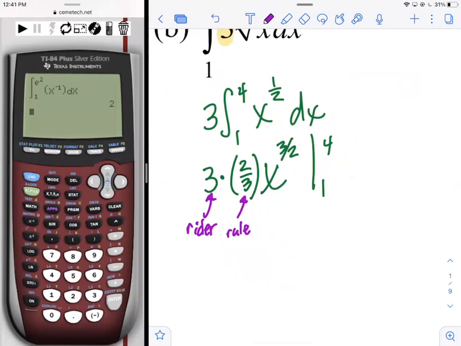All right, now we need to evaluate it. So here's what I'm going to do. I'm going to simplify my coefficients. 3 times 2/3 is 2. And then I might actually take another line to simplify it, because x to the 3/2 is a really nice way to work with the power rule. But if I'm evaluating, I may actually prefer it in the radical form. Maybe not, but I'm going to leave the 2 out front. So I'm going to have 2, and then I'm going to plug in the top, 4 to the 3/2 minus plug in the bottom, 1 to the 3/2.